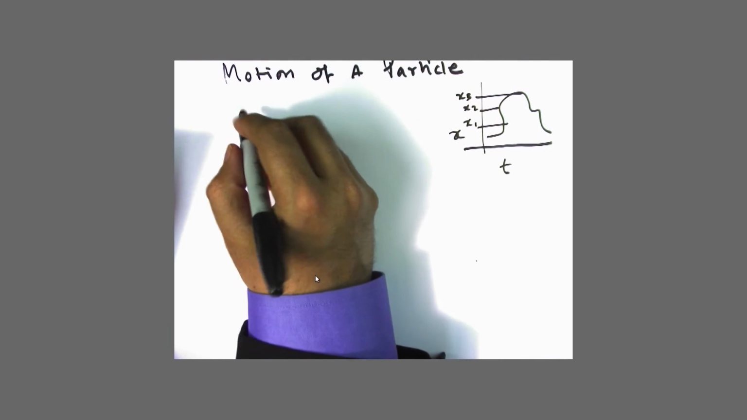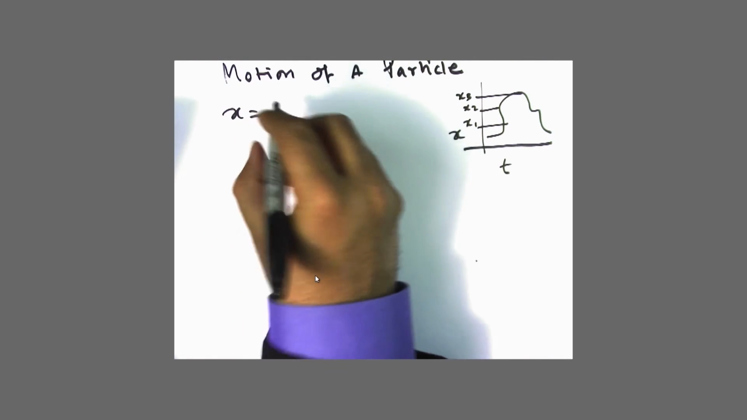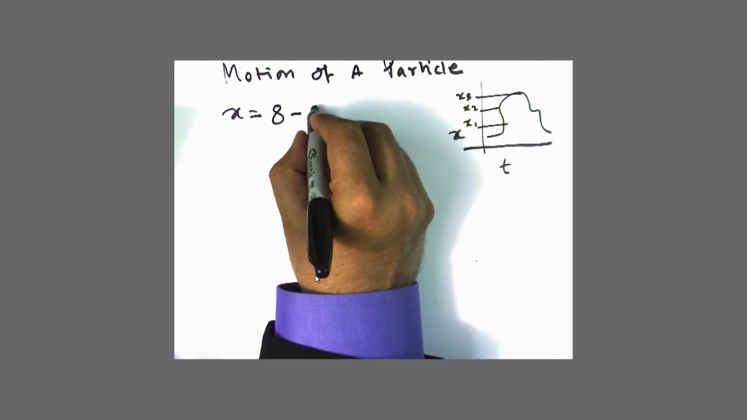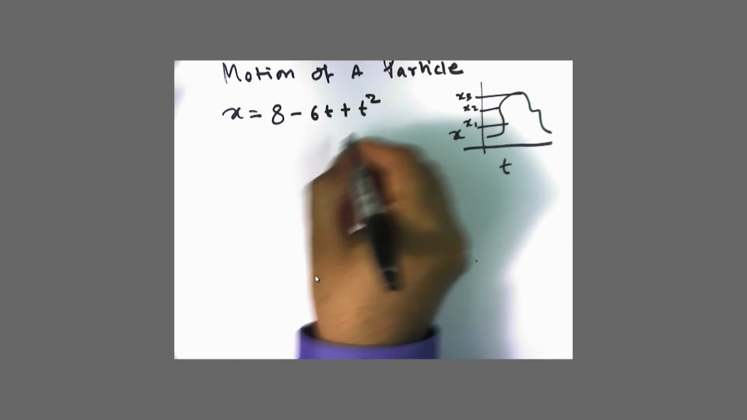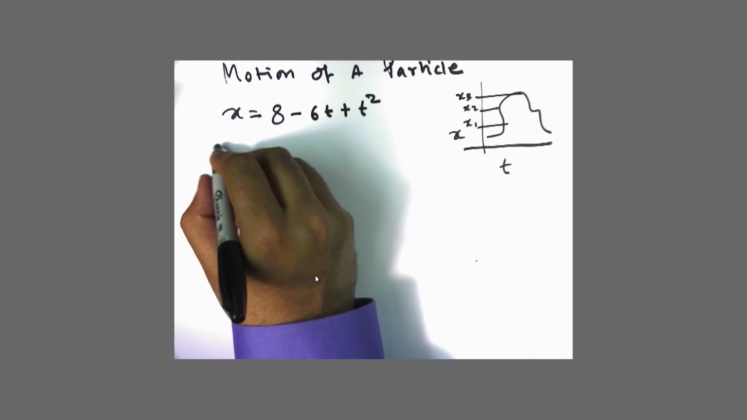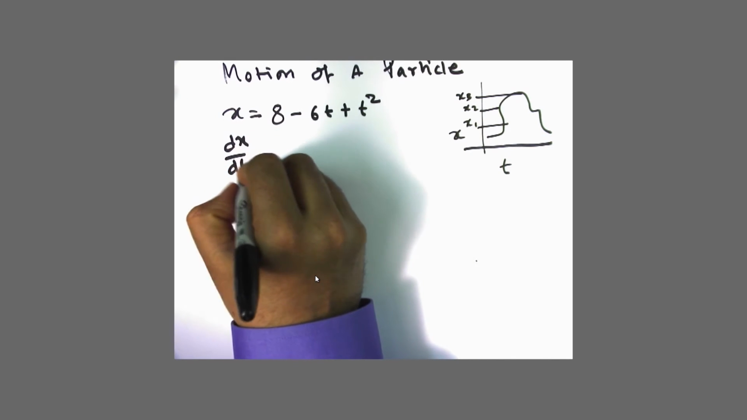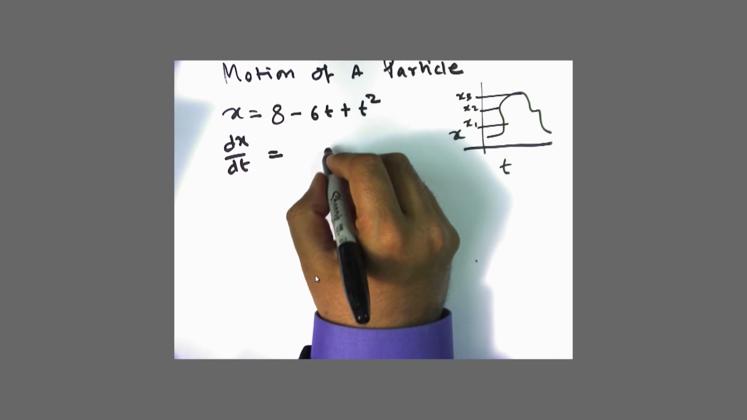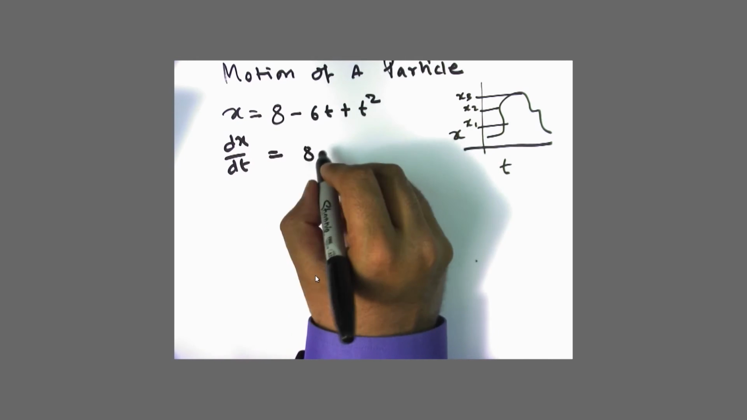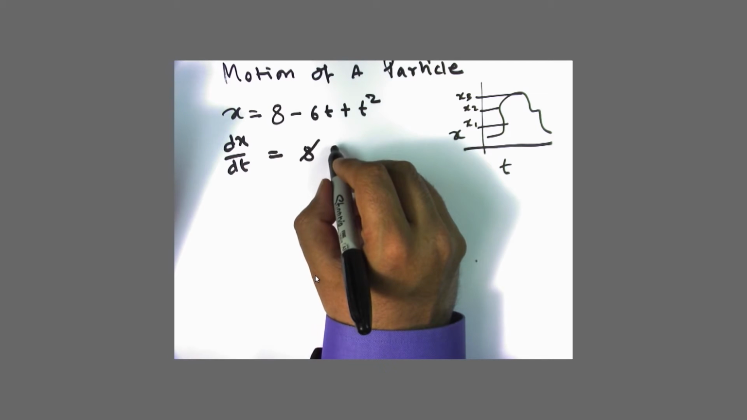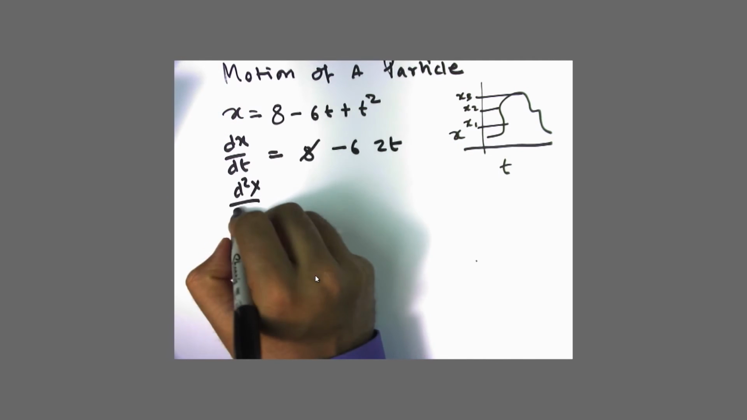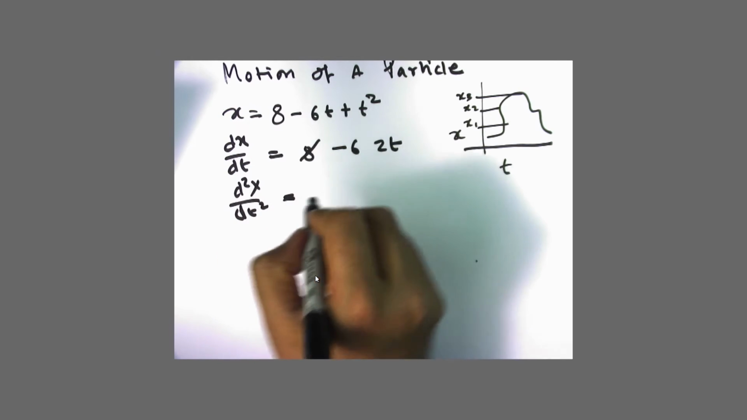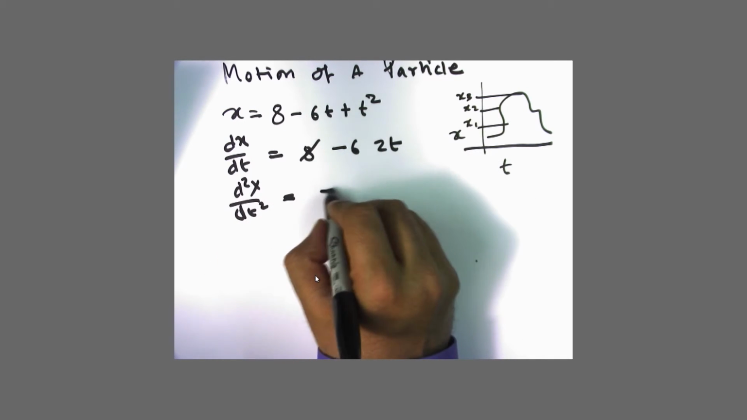Okay, so now we are going to look at x and differentiate it. So, let us say x is defined by an equation 8 minus 6 t plus t square, and t is the time, then velocity will be dx over dt. We do that, then we have 8 is gone because that is the differential, minus 6 plus 2 t, and d square x over dt square, second differential becomes plus 2.